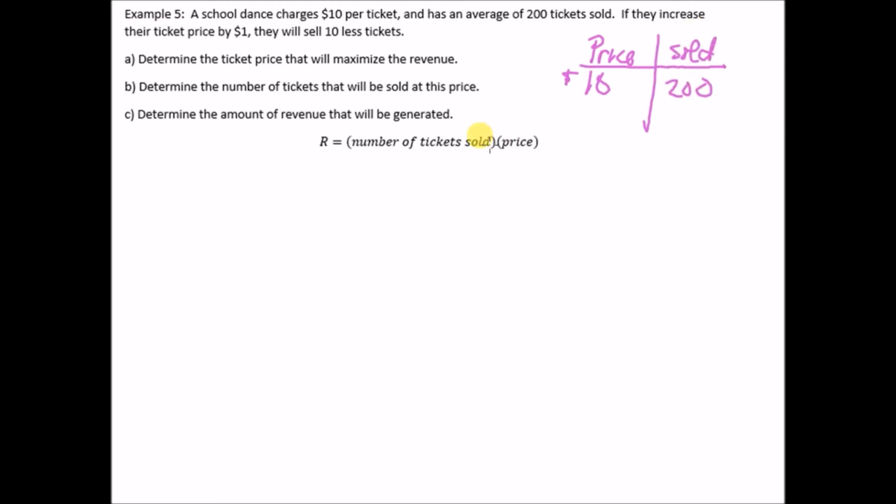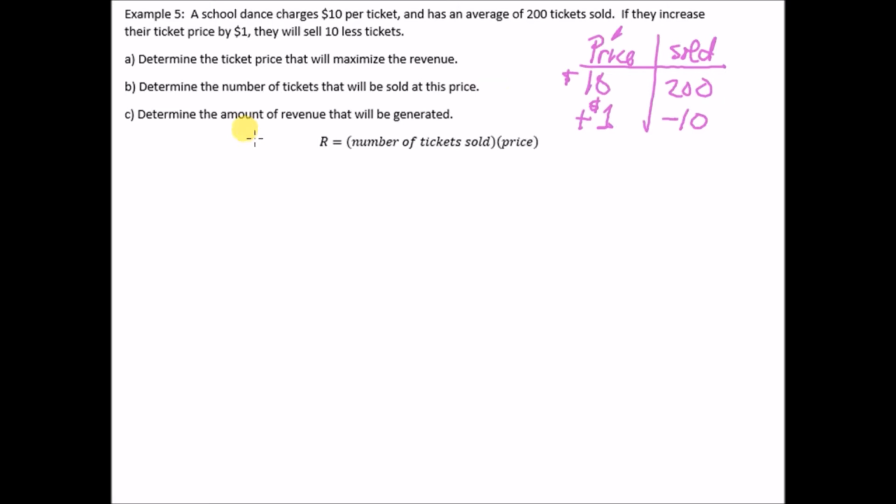If the school increases their ticket price by $1, they will sell 10 fewer tickets, so minus 10. Okay, so that's the information, just organized. Now A: determine the ticket price that will maximize the revenue.